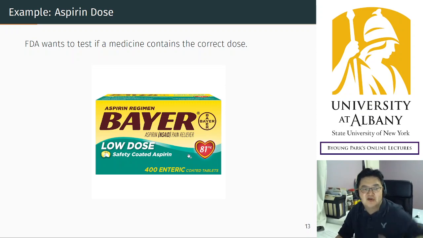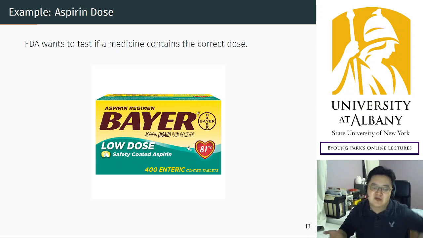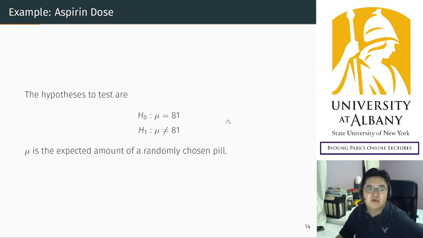So consider this medicine, and suppose that you are an FDA agent and you want to test if this medicine, this brand, contains the correct dose. You'd like to verify, confirm, inspect if the dose is correctly produced. So your hypotheses to test are given this way.